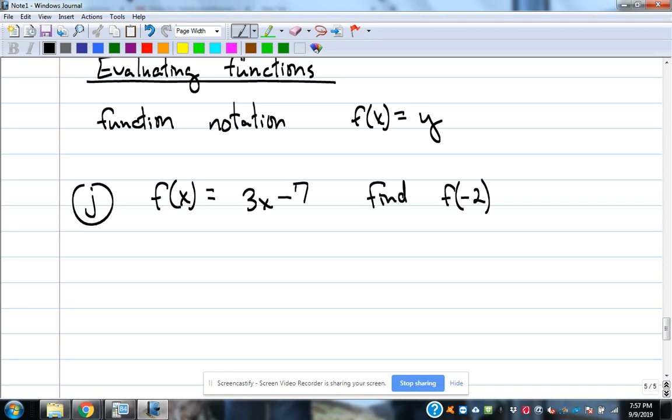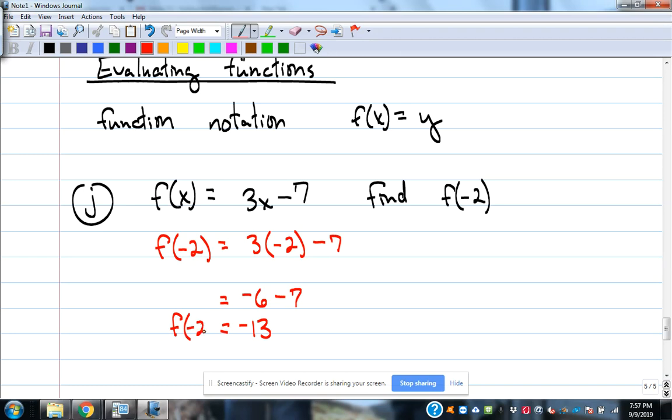Okay? So f of -2 means take -2 and put it in the place of x. And just work that out, just that side. This is not f times 2, it's f of -2, meaning x is -2. Find me the y value that goes with it. So that would be -6 minus 7, which is -13. So f of -2 is -13. That's what we're looking for.